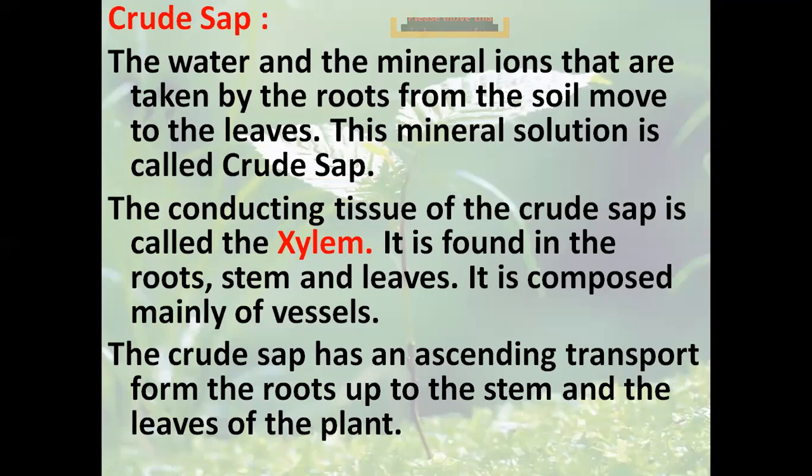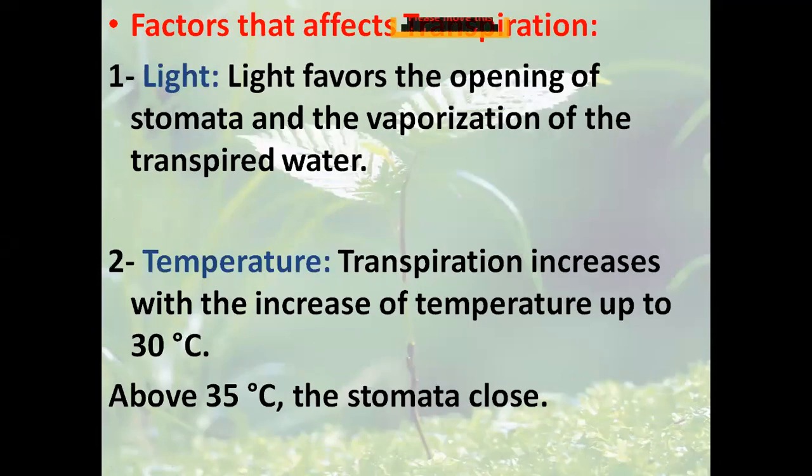The crude sap, as I said, has an ascending transport. What is the meaning of ascending? It has an upward transport from the roots up to the stem and to the leaves of the plant. Last idea: what are the factors that affect transpiration? Light is one of the factors. Light favors the opening of the stomata, meaning it facilitates the opening of the stomata, and it leads to the vaporization of the transpired water. So it favors the opening of the stomata, leading to more transpiration.